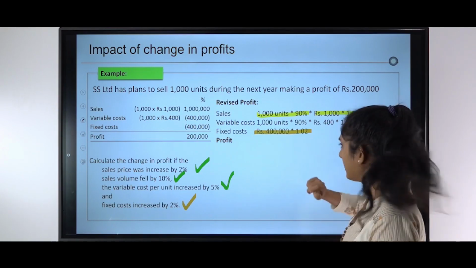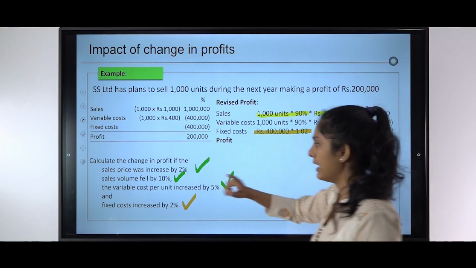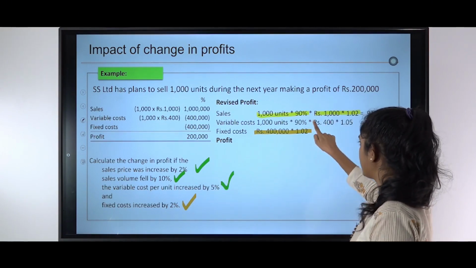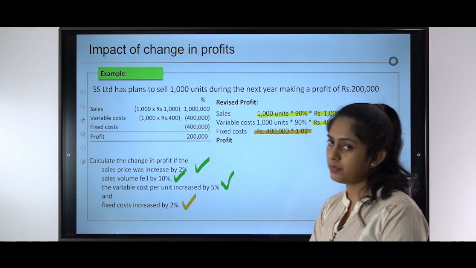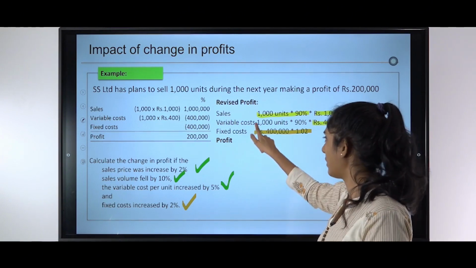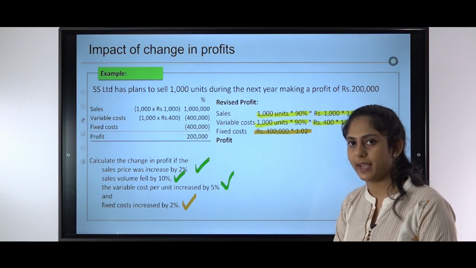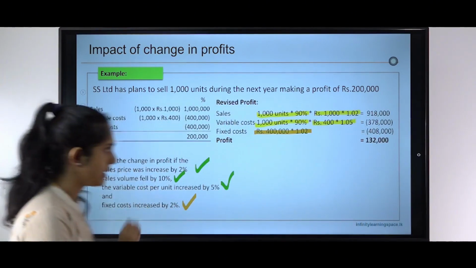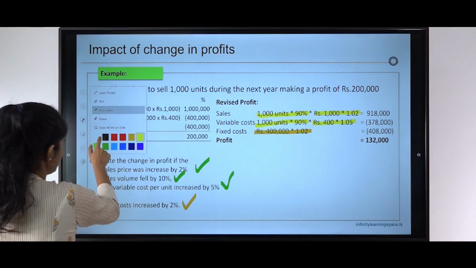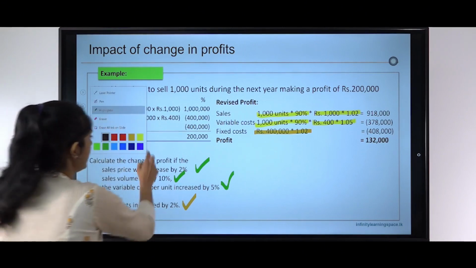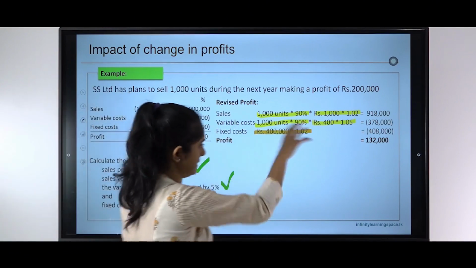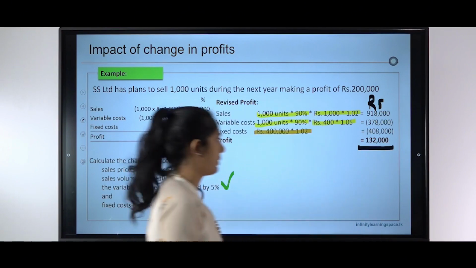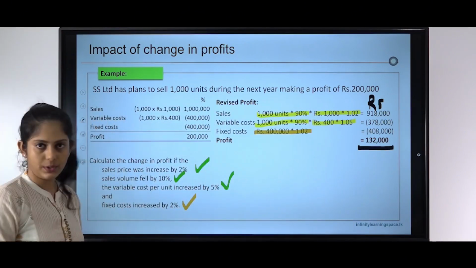Same secondly with variable cost, we said variable cost per unit increased by 5%. So we say 400 into 1.05, but don't forget your quantity changed, so 1000 into 90%. Same thing as before, but I have put that into a shorter working, to show you how you can directly put this into just 3 lines, right? So this is in rupees. So your final profit is 132,000.